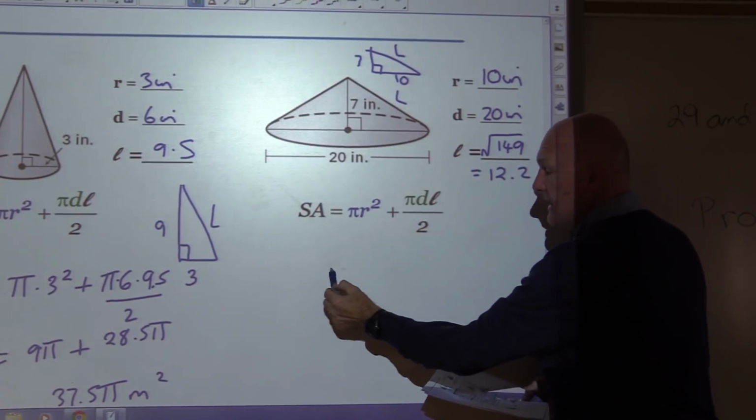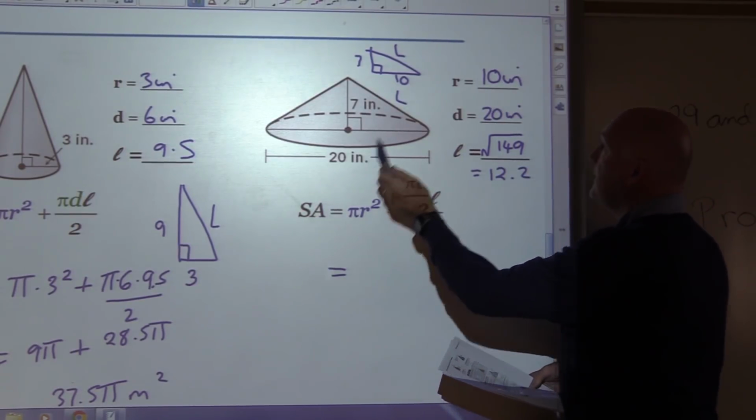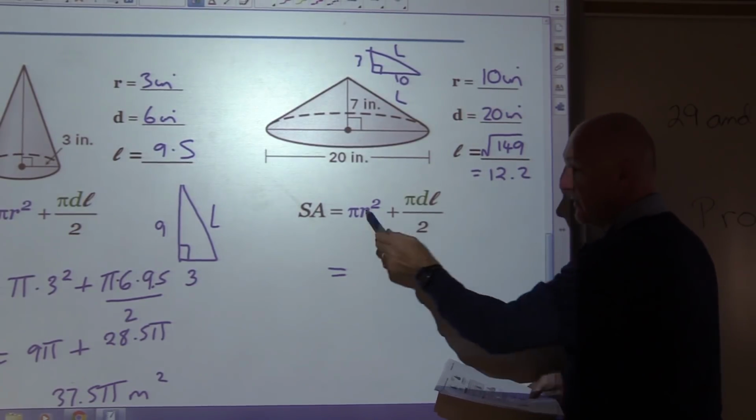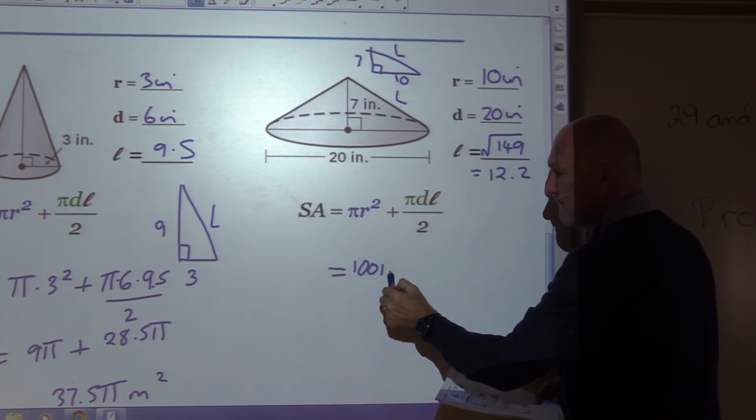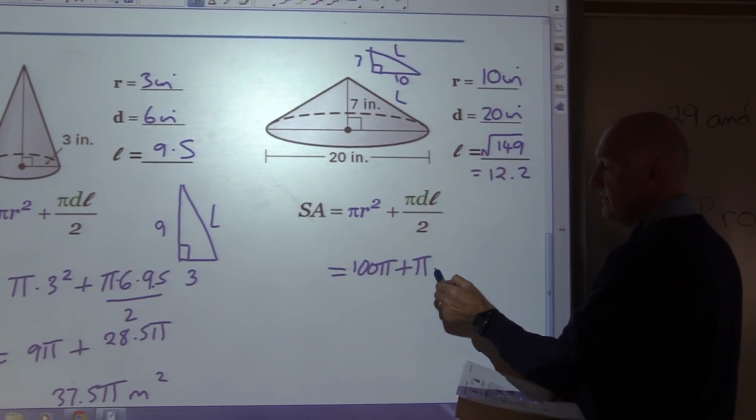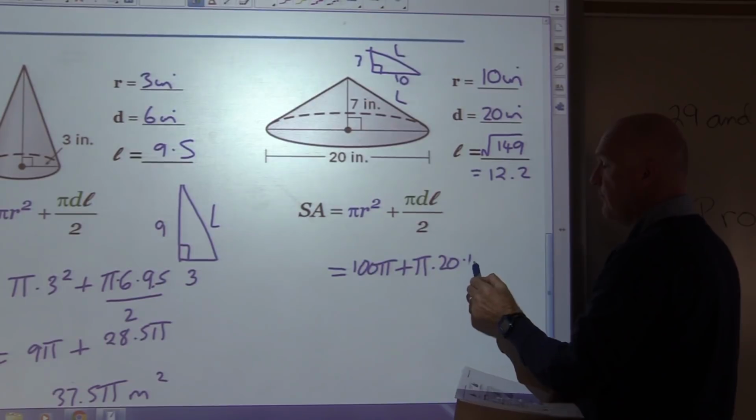Now I can put everything into my surface area. Here it is. Pi r squared, 10 squared is 100, times pi is 100 pi, plus pi times 20 times 12.2.